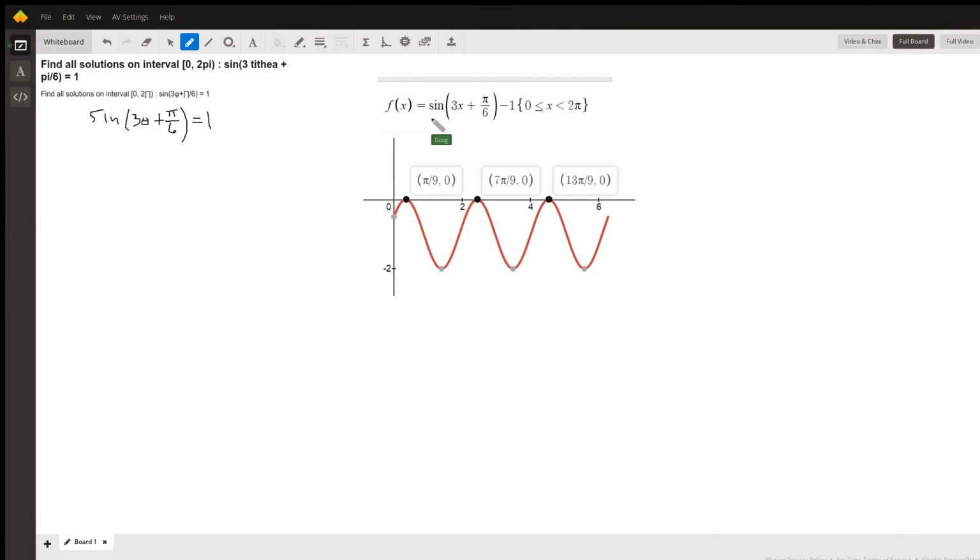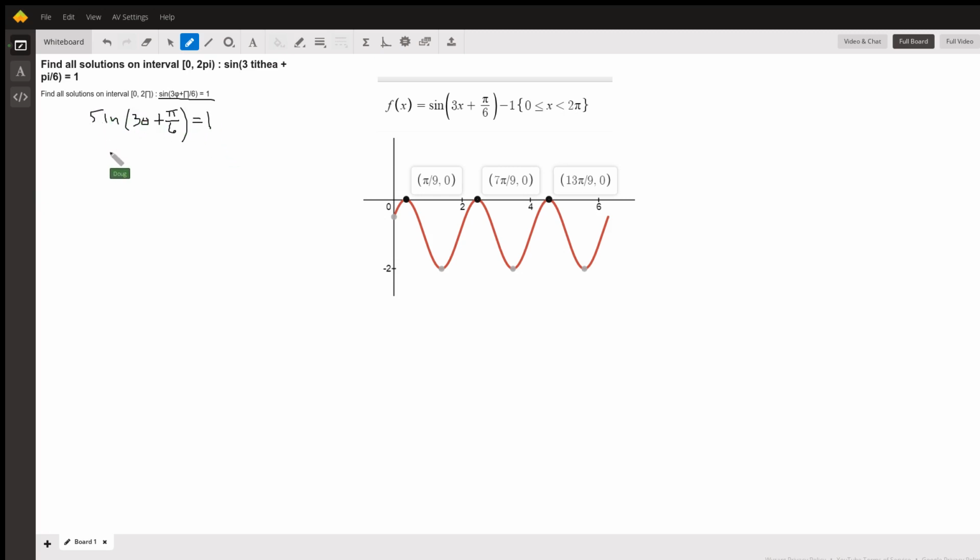We have the graph of the function sine of the quantity 3x plus pi over 6, minus 1. If I graph that function, which is this red curve right here, then this equation will have the solutions that exist when this graph touches or passes through the x-axis. So there's your answers: pi over 9, 7 pi over 9, 13 pi over 9. How can we get those values by solving this equation?